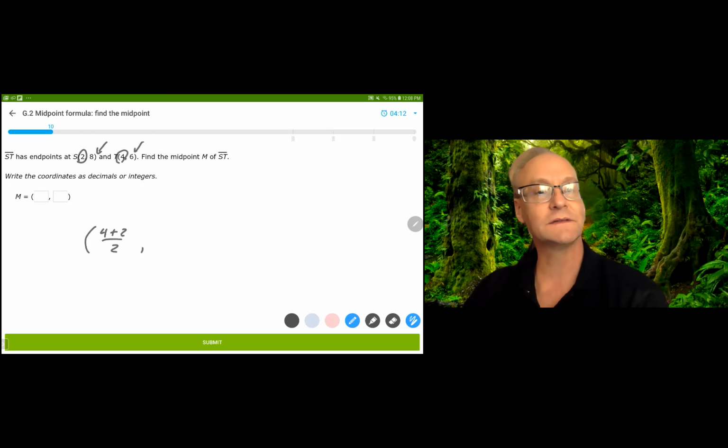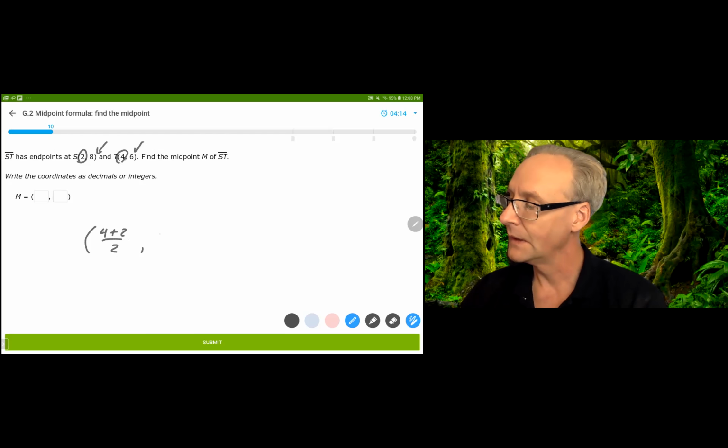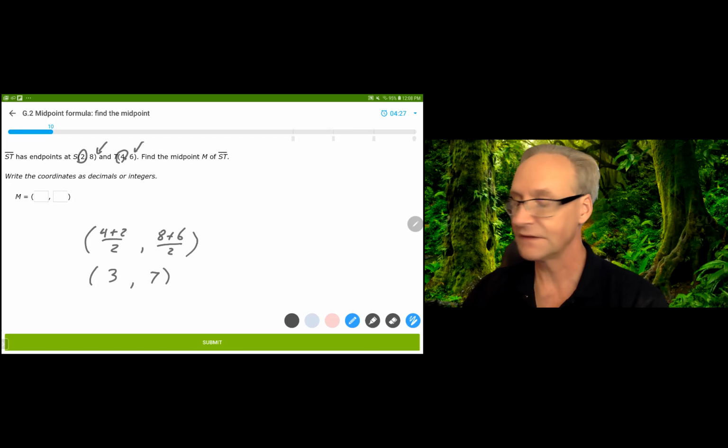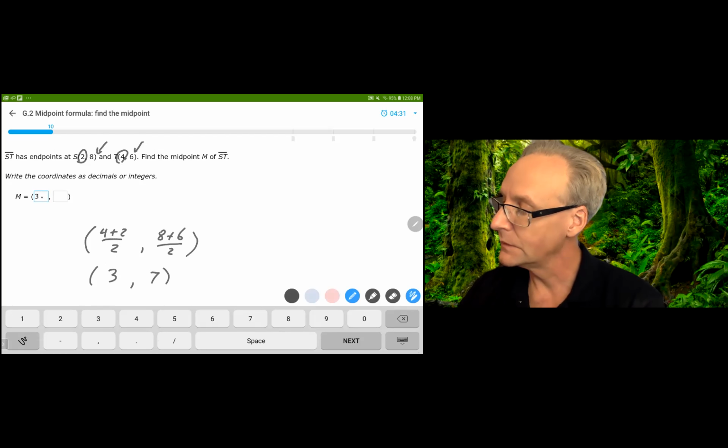What's in the middle of 8 and 6? I'll bet you can figure it out. 8 plus 6 is over 2, and I want what's in between 4 and 2 is 3, and what's in between 8 and 6 is 7. And if I do add these together and divide, it actually works. And I'm looking at 3, 7.